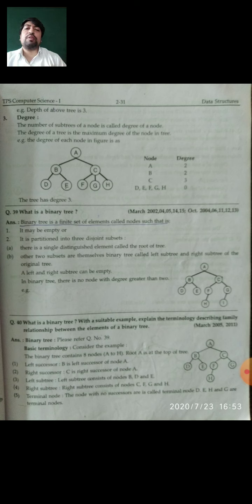A binary tree is a tree in which the node can be empty, or it is partitioned into 3 disjoint subsets: the root of the tree, the left subtree and the right subtree. Then the tree will be a binary tree. And there is one important sentence at the last: there is no node with a degree greater than 2.